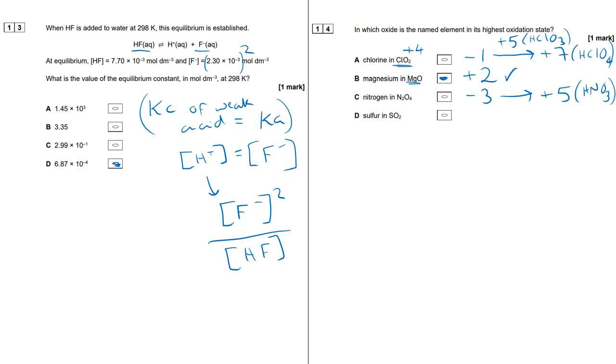Sulfur in SO2, its oxidation state is +4 in this instance. Sulfur is in group 6, so it can gain 2 electrons or it can lose up to 6 electrons, as you've seen in H2SO4. So nitrogen in N2O4 would have an oxidation state of +4, as it would in sulfur in SO2. Both of those are lower than its maximum oxidation state. So again, B is the correct answer for that one.